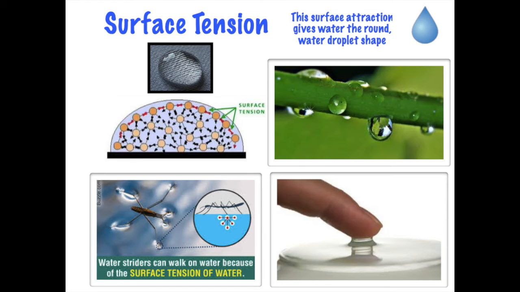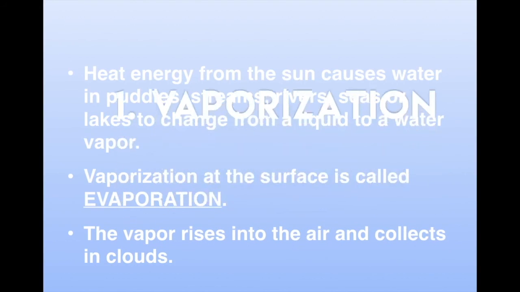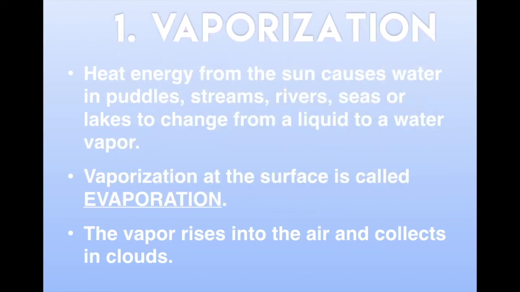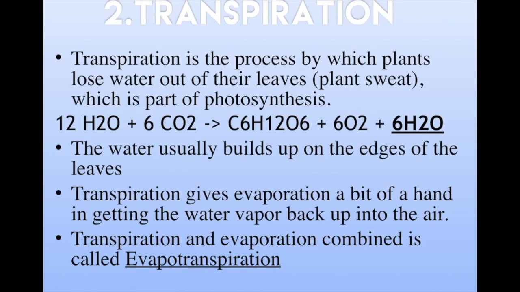Let's first talk about vaporization or evaporation. This is when we're adding heat, we're going from liquid to gas. We said transpiration is that 6H2O on the product side. Some people call it plant sweat.